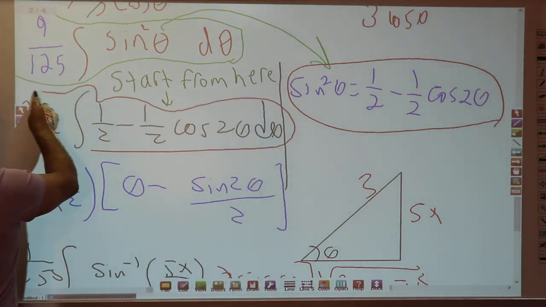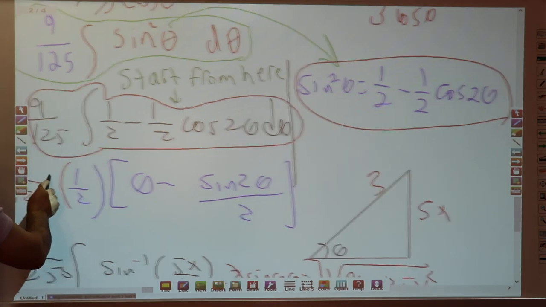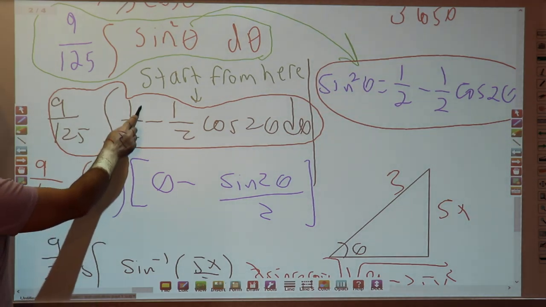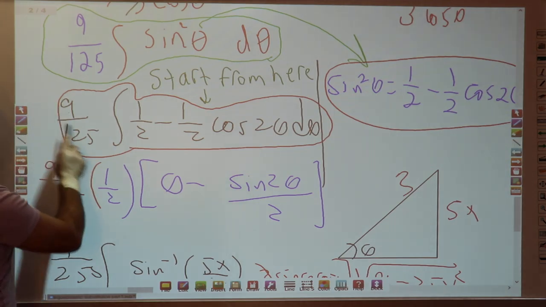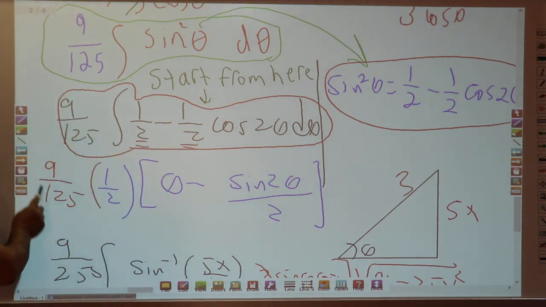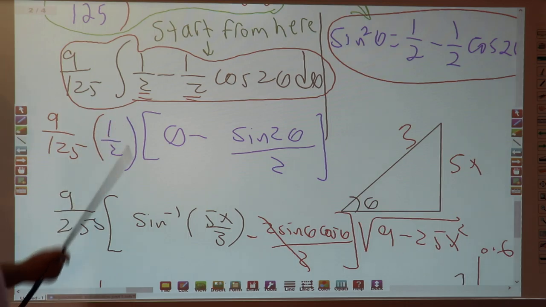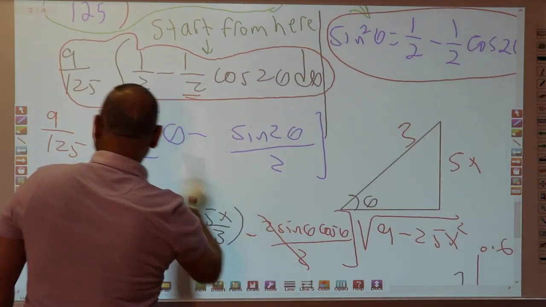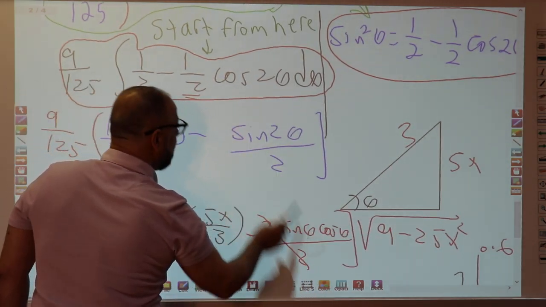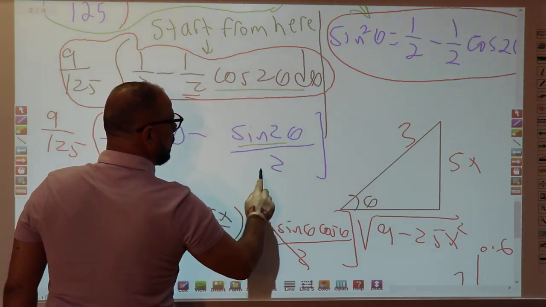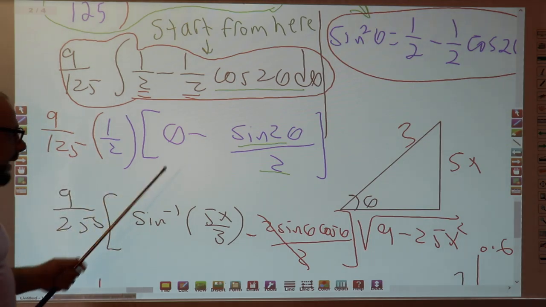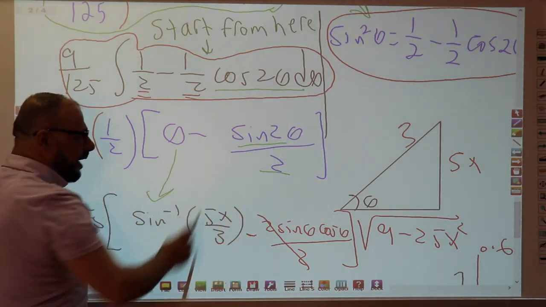Now, all of us good in integration? I took the half out. You see the half? Half from here, and from here 9 times 1 half. And integration of theta, which is theta. And integration of cosine 2 theta is what? You gotta follow me, guys. Integration of cosine 2 theta is sine 2 theta over what? 2. Right? Good. Perfect. Now I need to bring back the theta and the sine in terms of x.